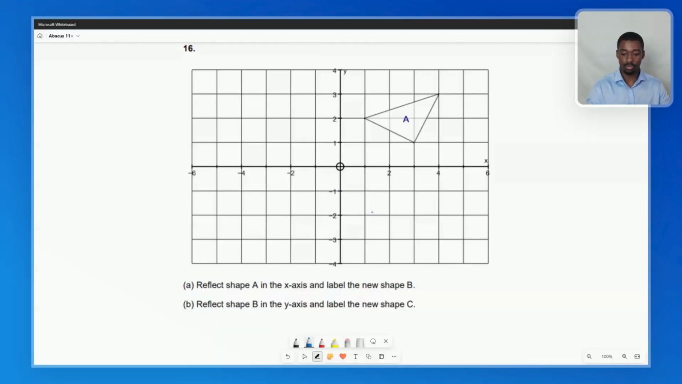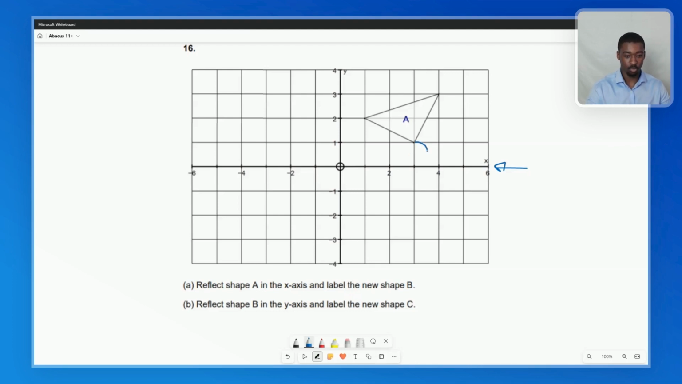Okay, so here we have to reflect shape A in the x-axis. So let's do that. We have the x-axis right here. So let's take it point by point. We don't rush these reflection questions. We take it step by step. And doing that means we can come away with the correct answer.